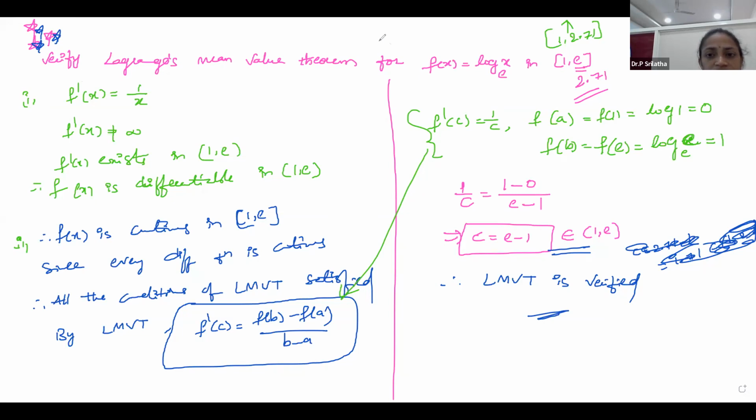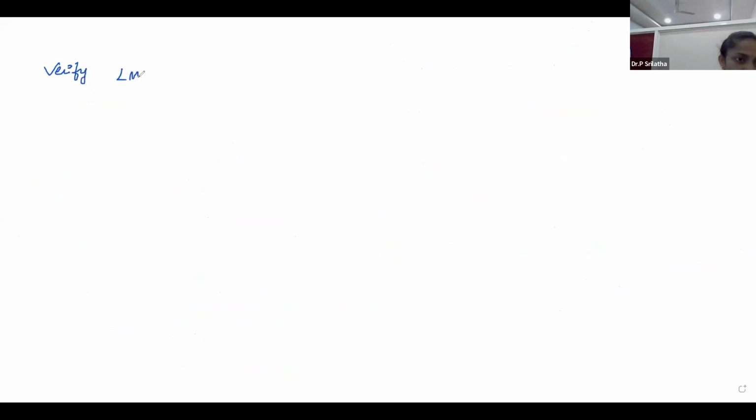Now, shall I erase the screen? All of you take this question as homework. Verify Lagrange's mean value theorem for f of x equal to x into x minus 2 into x minus 3 in 0 comma 4. All of you do this problem.